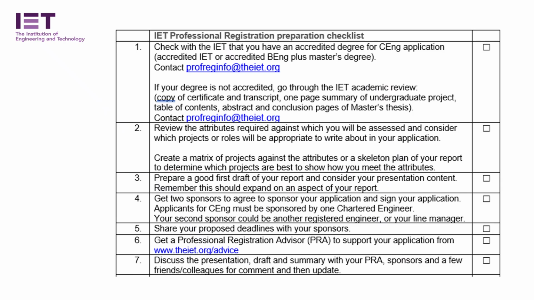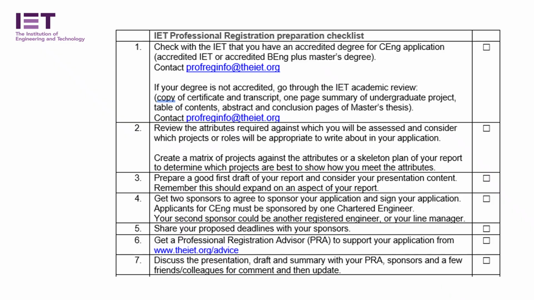So we've provided a checklist to help you track your progress and plan further steps. So this is downloadable. It's part of this module. Feel free to download and use it to track your progress along the way. So you start the process by checking that you've got the accredited degree for CEng application. So contact the IET, that's profreginfo at iet.org, or contact us directly and we can help you provide the necessary information if the contact information has changed.